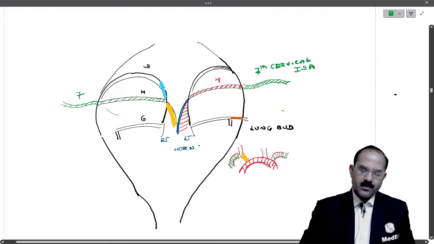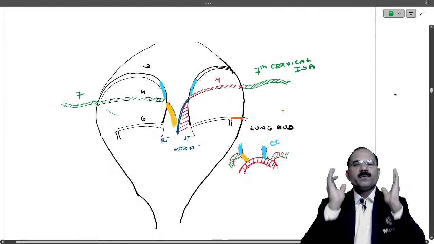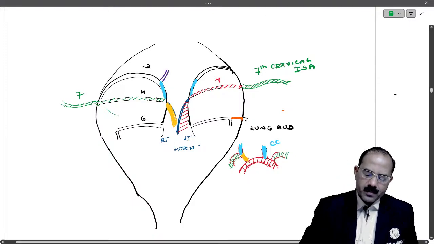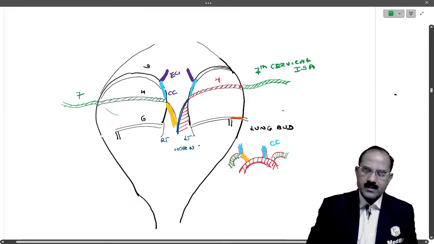The third arch artery is going to form what? What is this third arch artery going to form on both sides? Common carotids. So the third arch artery is going to form the common carotids. It gives a branch, it gives a bud. What is this bud for? It gives a bud for the external carotid.